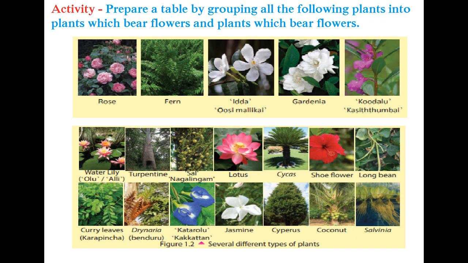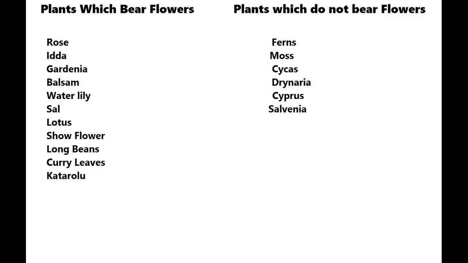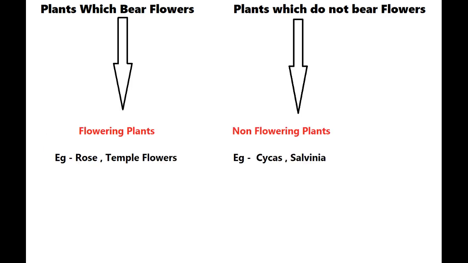Understand, children? So it's very clear when you look at some plants, they have flowers like this list, and when you look at some other plants, they don't have flowers. Okay, children? So ferns, moss, cycas, Drinaria, cypress, salvinia, they do not bear flowers. And these plants, they have flowers. So is there another way that we can define these plants which bear flowers and plants which do not bear flowers, children? Now we are going to see that.